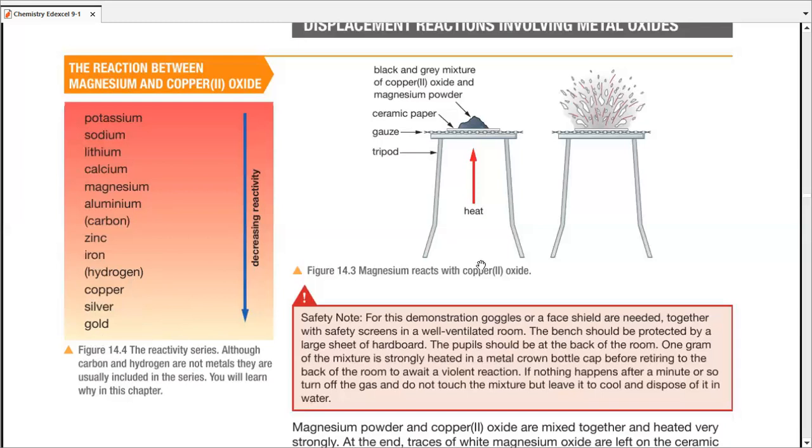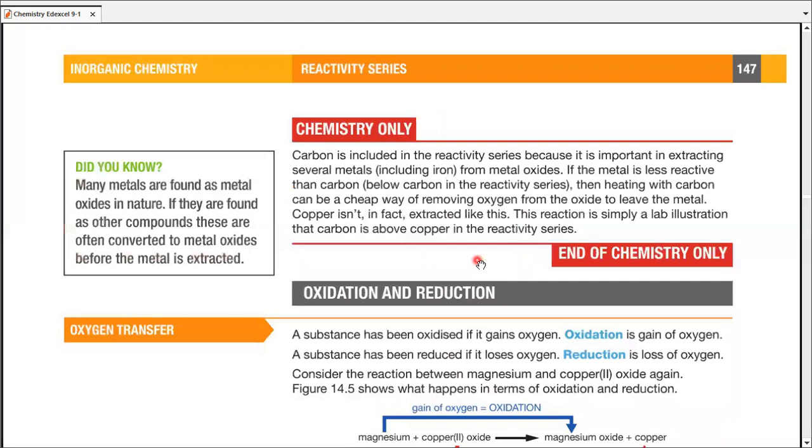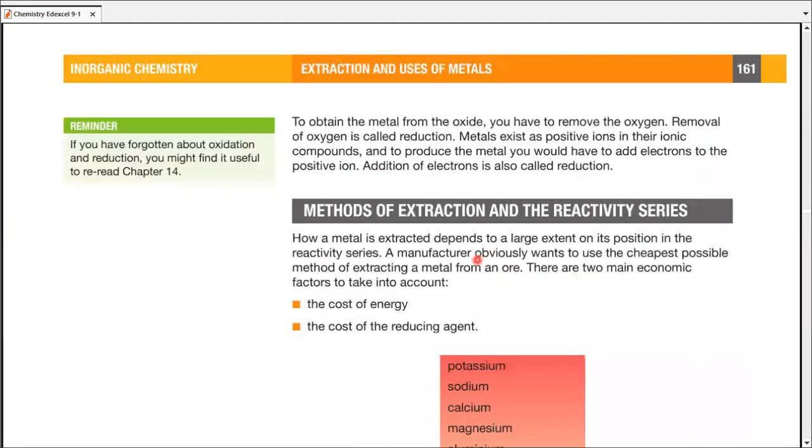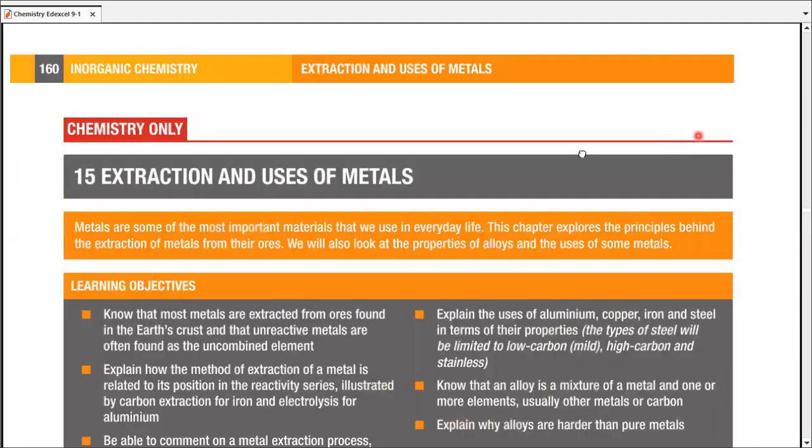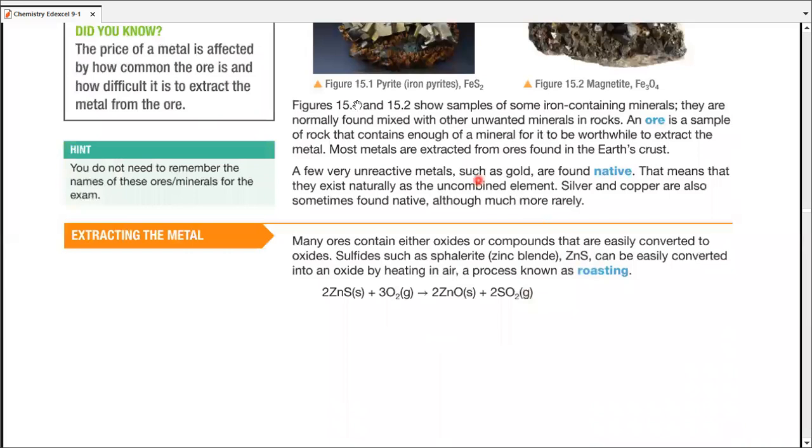Okay, so getting back to where we were, my bad, this was the page. Okay, so an important hint, you do not need to remember the names of ores, minerals, or their formula, which means pyrite, iron pyrite, FeS2, magnetite, Fe3O4. You don't need to go with that. They won't be asked in exam. And that's actually a good thing.